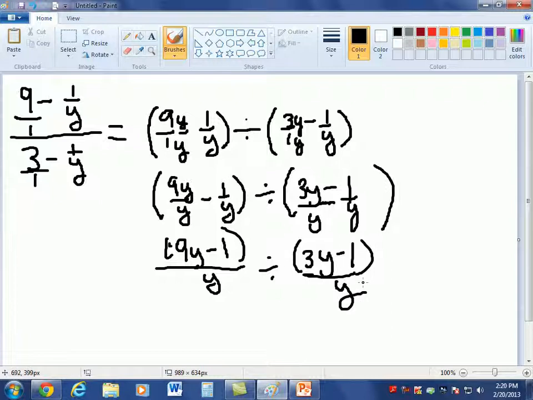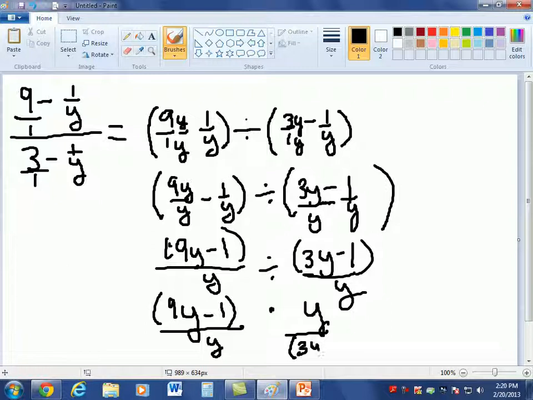Well, what can I do to this next? Change it into a multiplication problem where you're multiplying the first thing, 9y minus 1 over y, times y over 3y minus 1. And we see y is a factor in the numerator, a factor in the denominator. It can go.